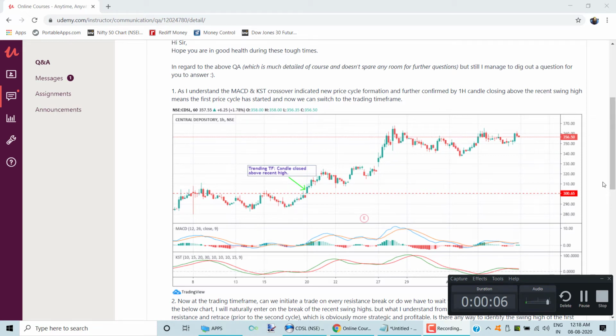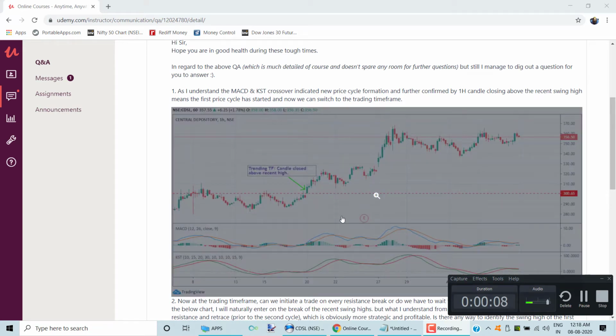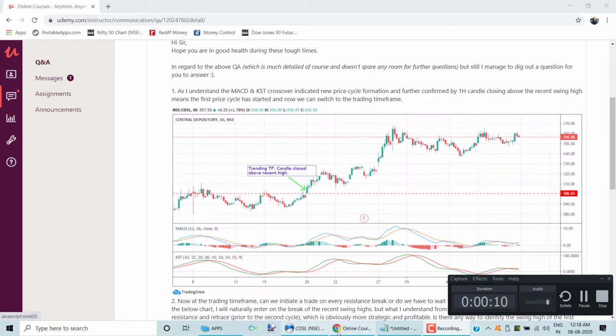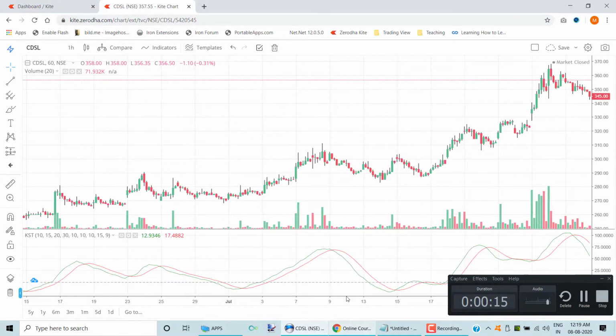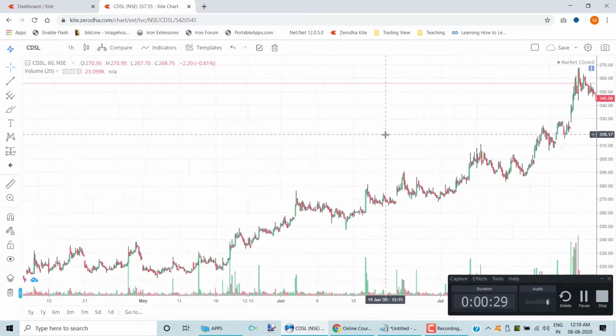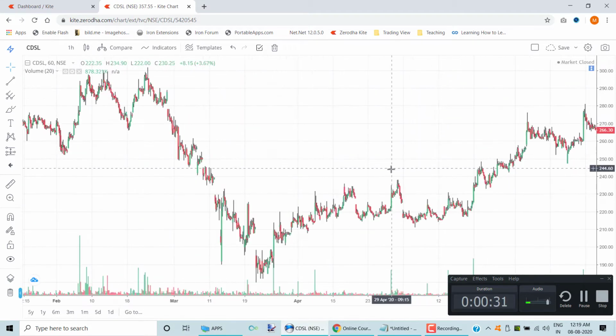Hello MQ. Sorry to tell you, but your analysis is wrong. This is not the first cycle. All trends start with a break of significant support or resistance, and this is not a significant support or resistance. This is consolidation, or in other words, one form of retrace. The trend actually started here.